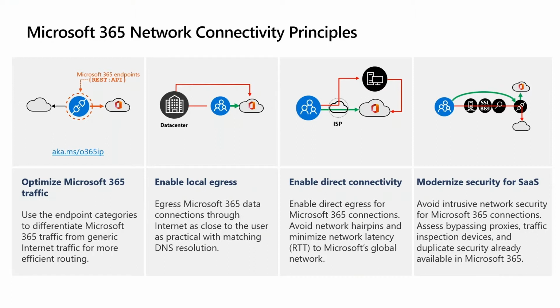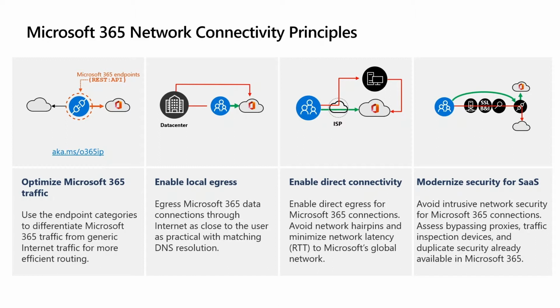Enabling direct connectivity really refers to the concept that there are many solutions in the marketplace today that involve what we refer to as network hairpins. So taking an unnatural path between the end user and the edge of Microsoft's cloud. And again, that adds latency, and latency is something that we're trying very hard to minimize in order to provide a great experience.